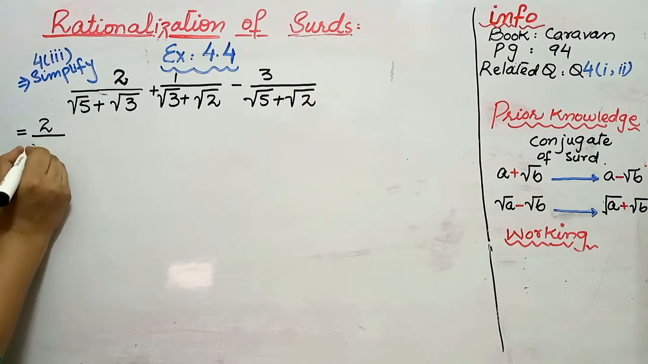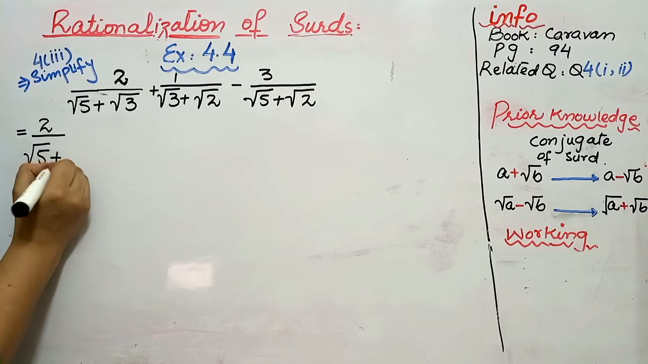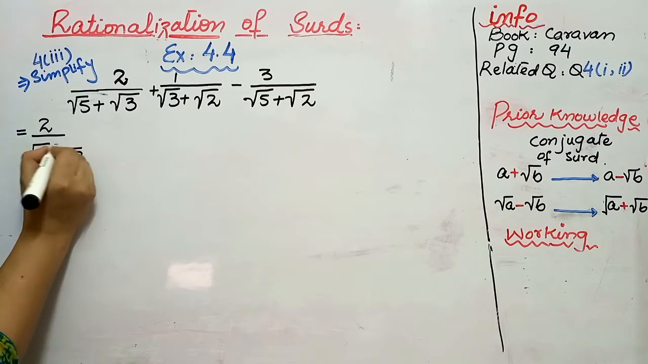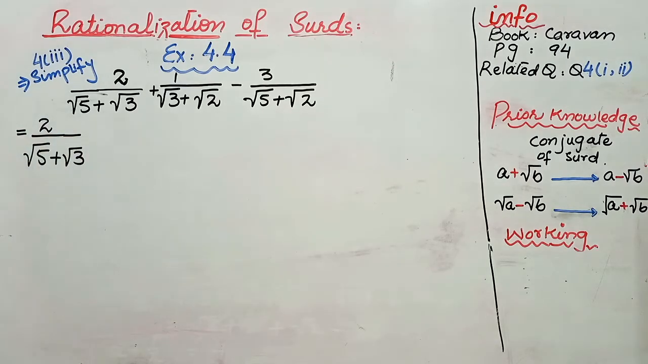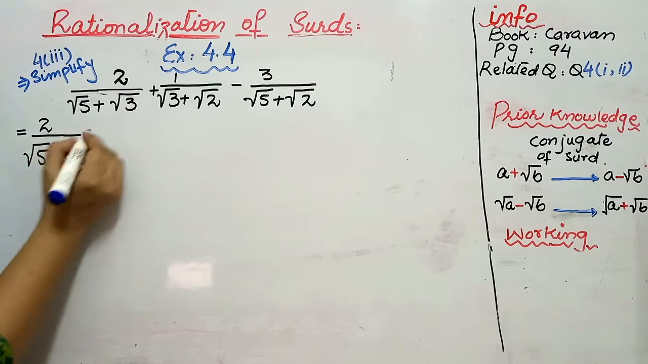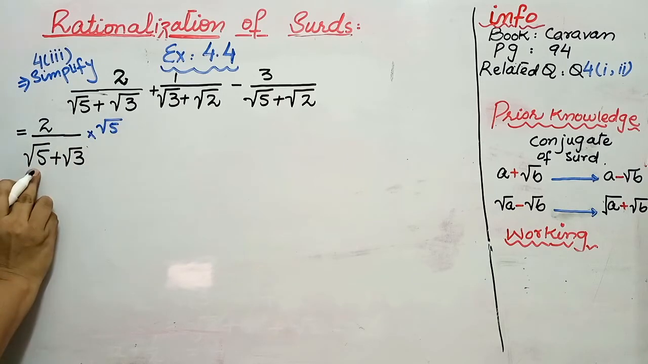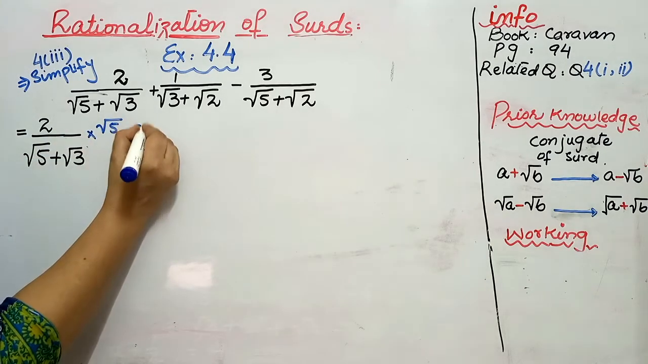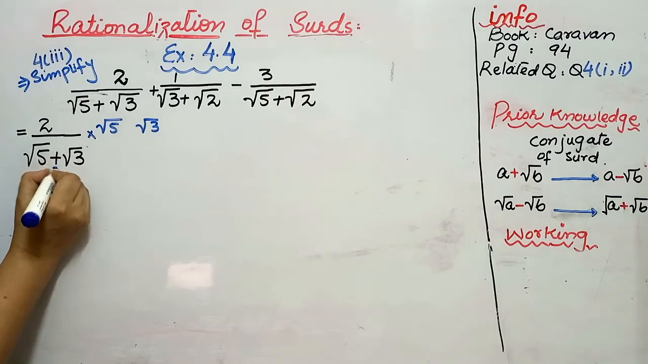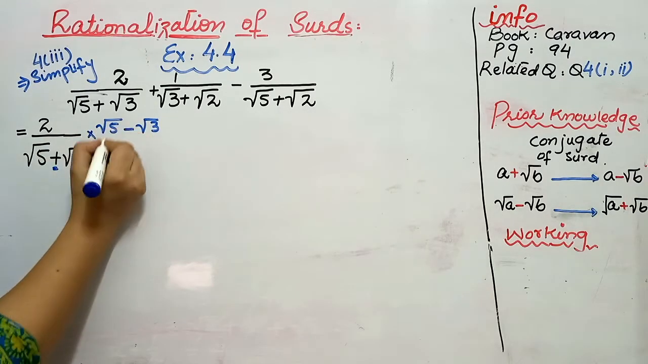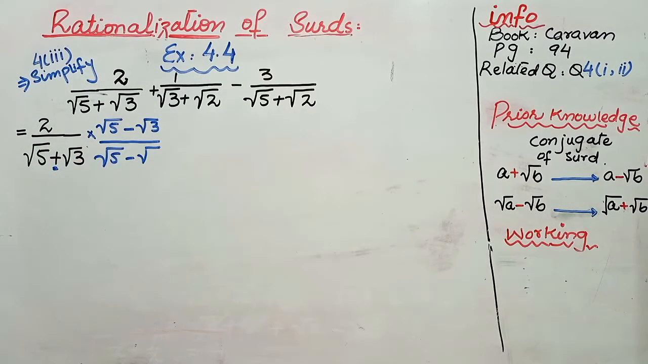So what is the conjugate of the denominator over there? 2 by under root 5 plus under root 3. We need to multiply this by the conjugate of the denominator. The conjugate will have under root 5, the same terms, and under root 3, but here it is a positive sign, so we have to change it into negative.